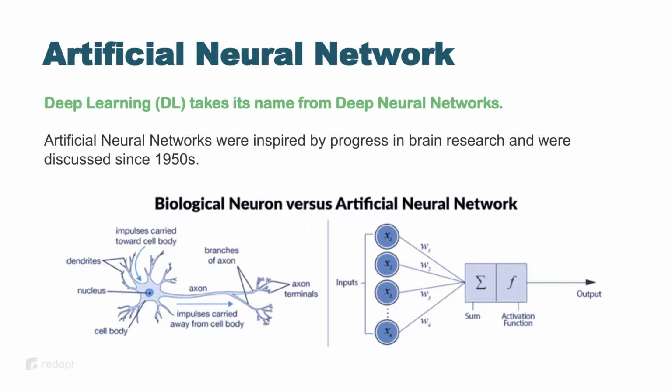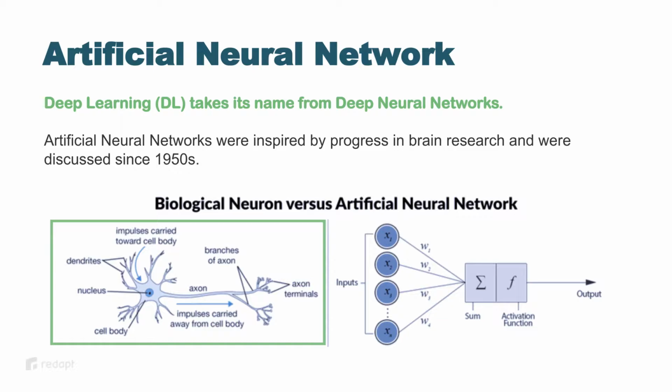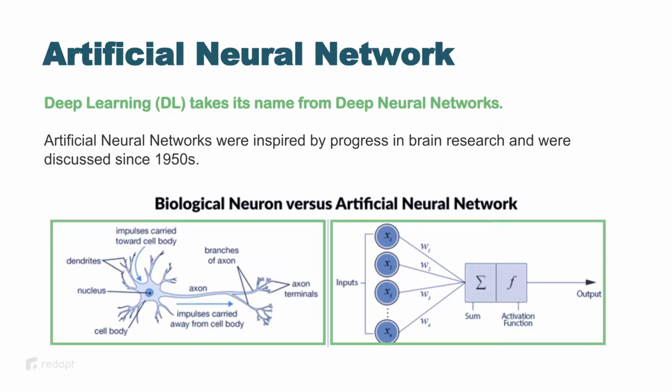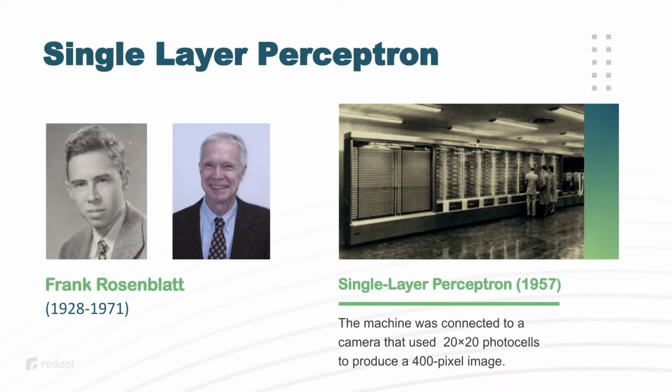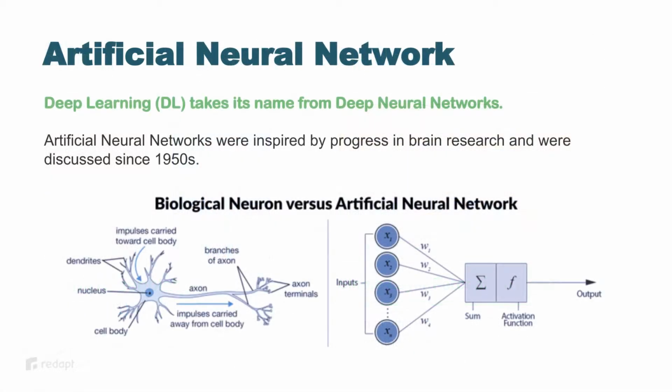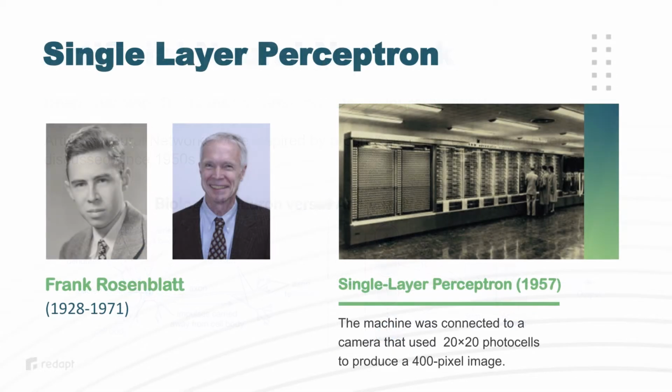Deep learning takes its name from deep neural networks. Artificial neural networks were inspired by progress in brain research and were discussed since the 1950s. So here is the picture of a biological neuron, and this is an analogous picture of an artificial neuron. You have some input connections with different weights. They are summed and multiplied by some function called an activation function to provide the output. This is a single layer perceptron. So basically this is the logic here.